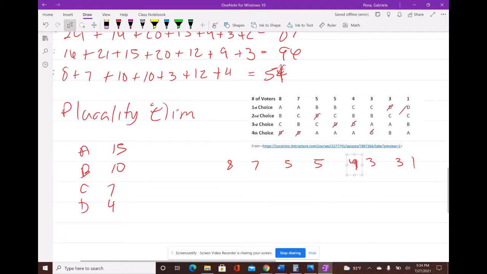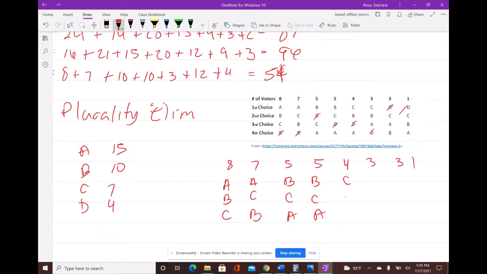Okay. Give me 1 second. I'm just trying to move that 4 over. So now I have A, B, C, A, C, B, B, C, A, B, C, A, C, B, A, C, B, A, C, A, B, and C, B, A.